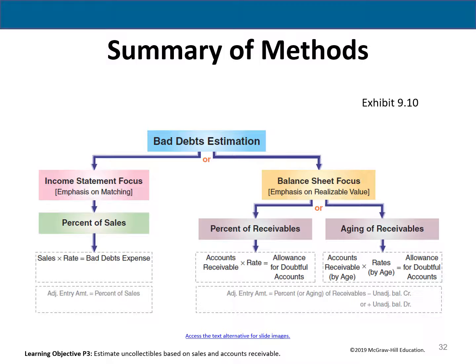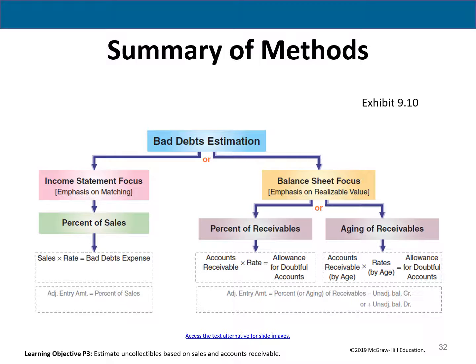So here's a great summary of the methods we just looked at. When it comes to using sales, we call that our income statement focus. Why? Because we go sales times a rate, that's how much we debit bad debt expense. So we're focused on getting a good number in bad debt expense, or a good estimate based on sales.